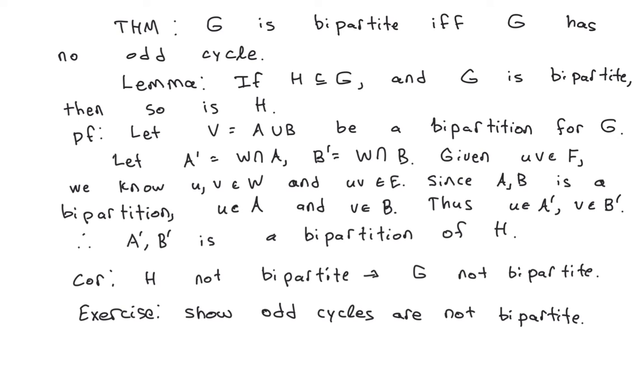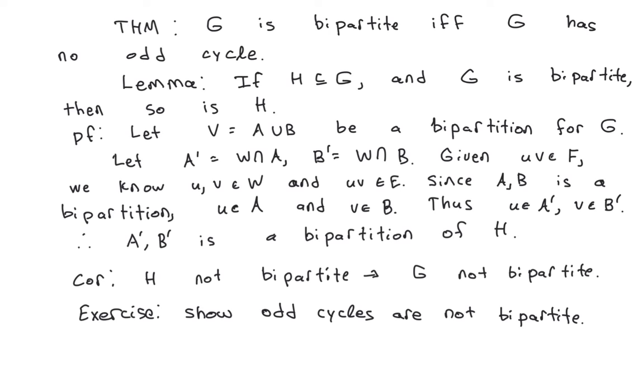Now we're going to apply our results about spanning trees to the theorem we had before about bipartite graphs. The claim was that G is a bipartite graph if and only if G has no odd cycle. First we're going to talk about a lemma, which is that if H is a subgraph of G and G is bipartite, then so is H. This isn't that complicated to prove.